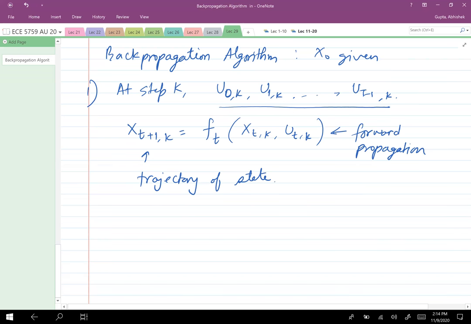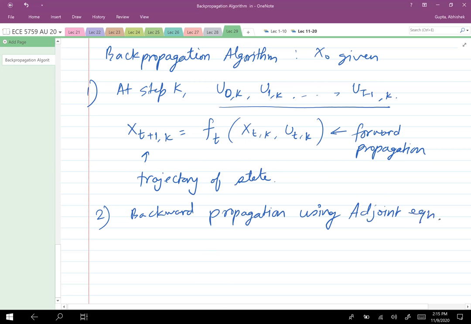Now, based on this trajectory of states, I'm going to use the backpropagation using the adjoint equation. So I define my P capital T k equals the gradient with respect to XT of CT at XT k. And then P T k equals the gradient of X.